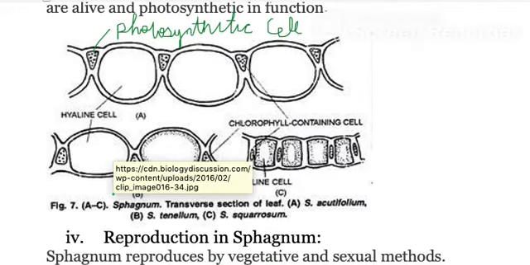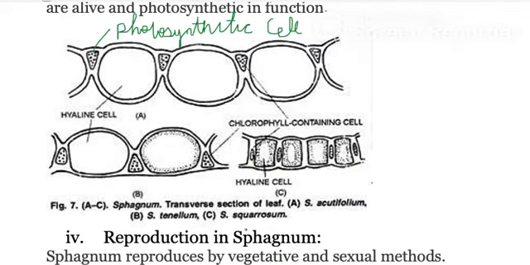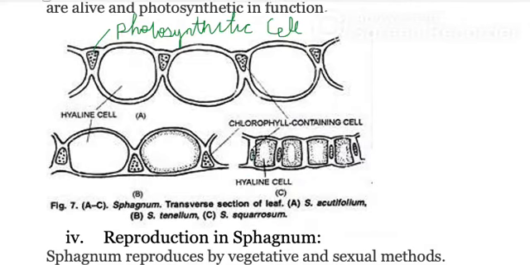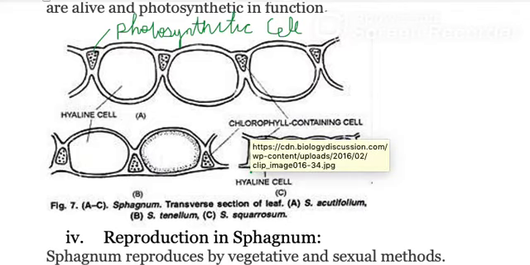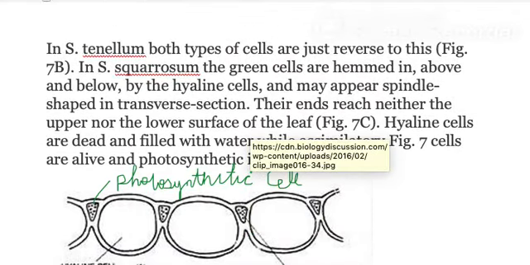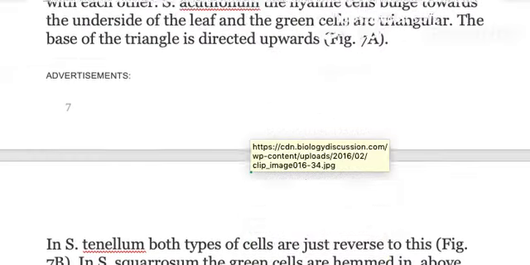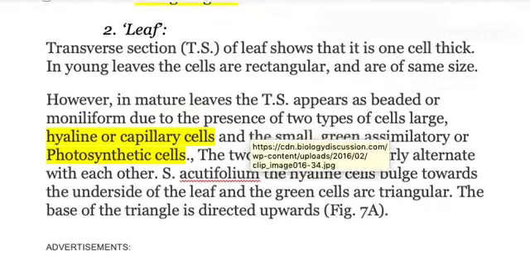inwards. Okay, and then in another species of sphagnum, which is known as Sphagnum squarrosum, you have the hyaline and the chlorophyll containing cell alternating each other like this, without any of the margins intruding outwards or coming outwards. So I hope you've understood the arrangement of the leaf.